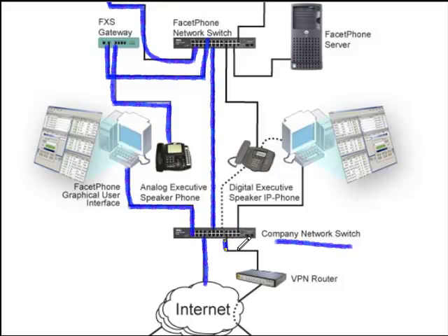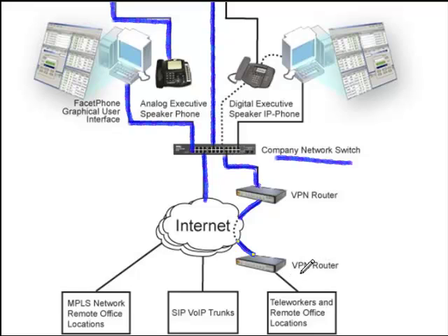From the company network, you have lines going out to the internet and then also to the headquarters VPN router so that remote users can connect and function just as if they were local telephone stations. This would be a home user's VPN router, teleworker, and he can be anywhere where he's got network connectivity.